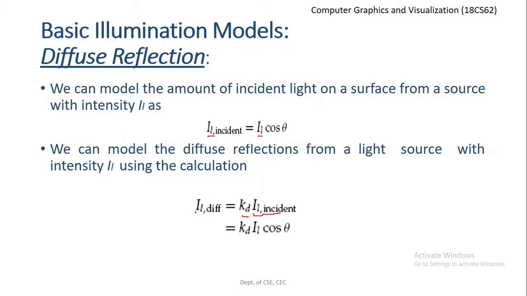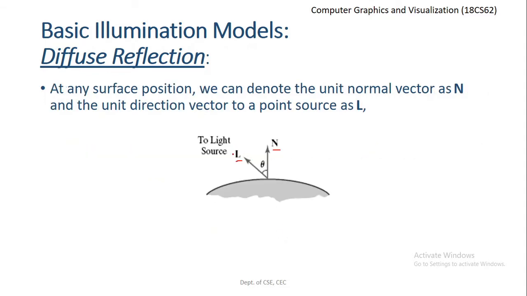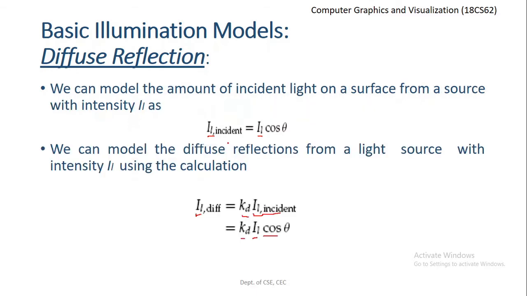So the amount of diffuse reflection from a point light source with the intensity IL is equal to the product of the diffuse reflection coefficient KD, the intensity of the incident light IL, and cos of theta, which is the angle between the surface normal vector n and the unit vector in the direction of the point light source, given by the vector L. So this is the equation to model the diffuse reflection from a light source with the intensity IL.